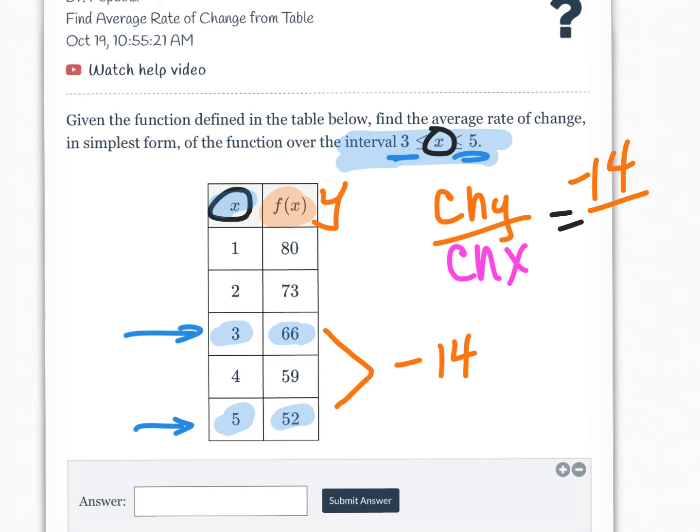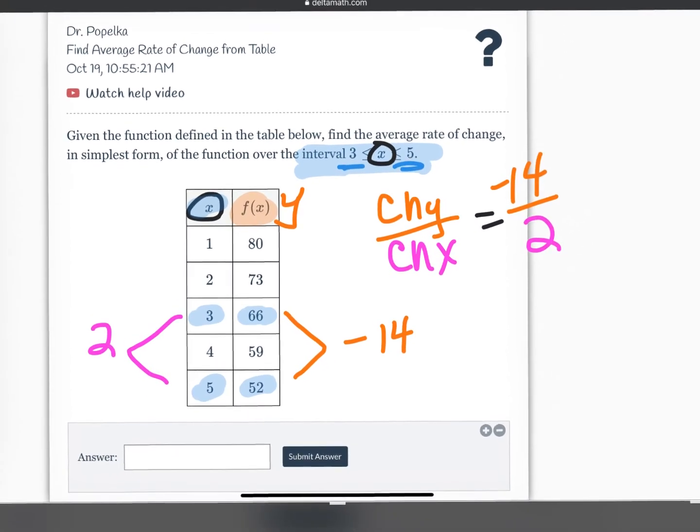Then we need our change in our x values. And it told us to go from 3 to 5. So what is the change? First of all, is that increasing or decreasing, friends? Increasing. It's increasing by 2, right? So this is going to be negative 14 over positive 2. Can I simplify that at all? 14 over 2. Yeah, I can. What can I simplify that to? Because they're both even, right? And we need to make sure we don't forget it's negative 7 over 1, okay?